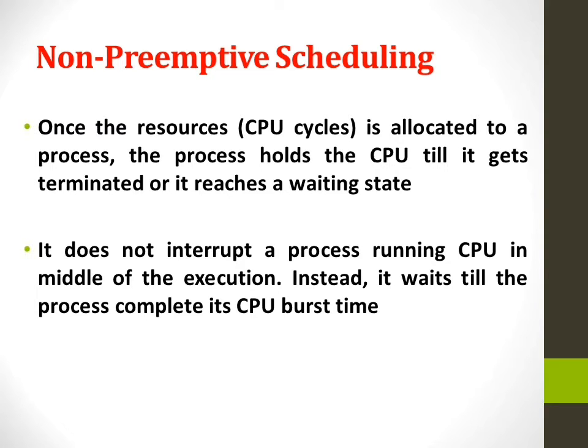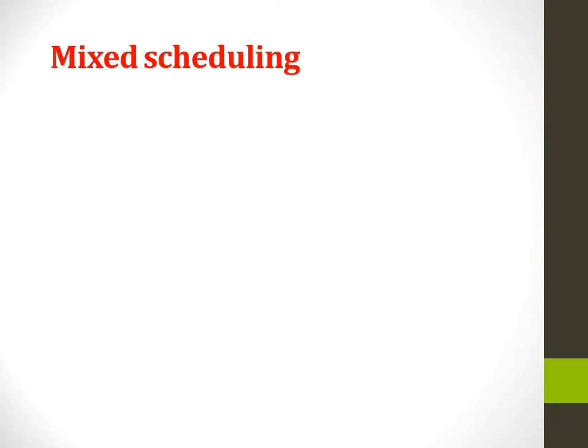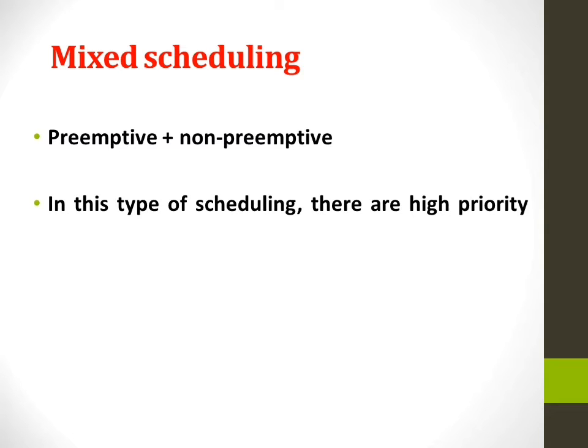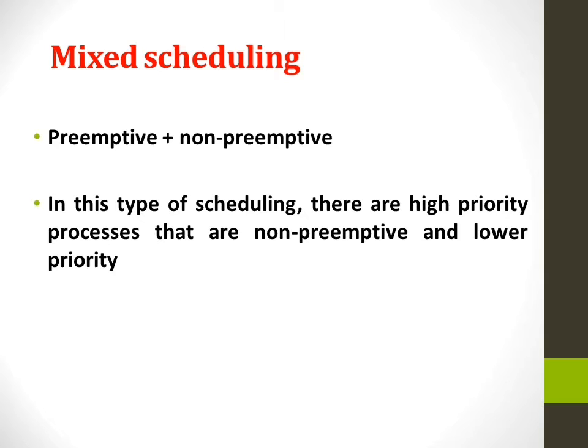Next question, what do you mean by mixed scheduling? From the term itself, we can understand that this scheduling is a combination of preemptive scheduling and non-preemptive scheduling. In this type of scheduling, there are high priority processes that are scheduled in a non-preemptive manner and there are low priority processes that are scheduled in a preemptive manner.